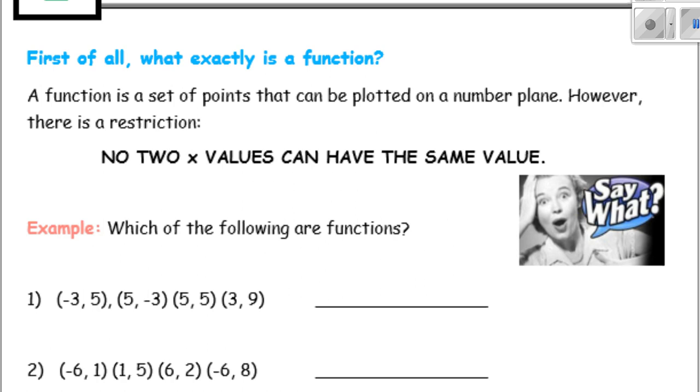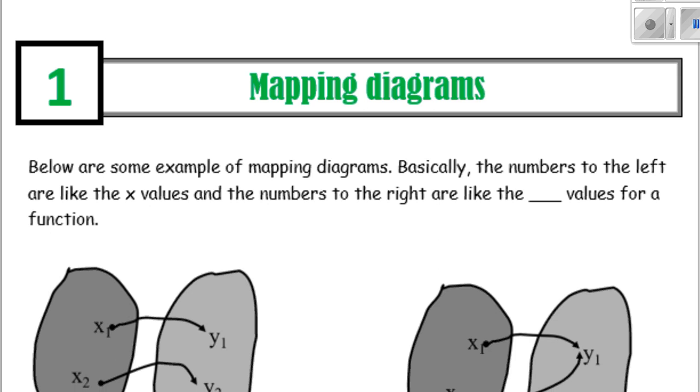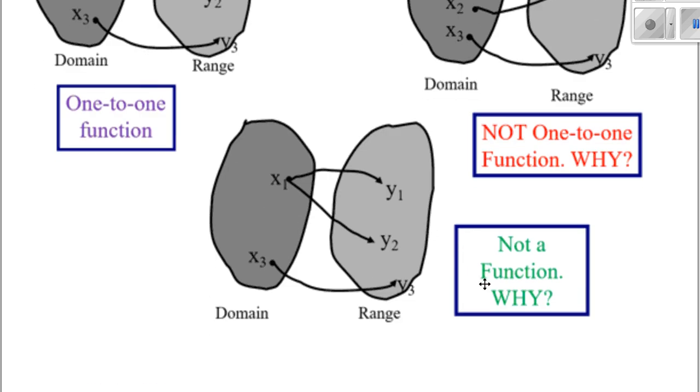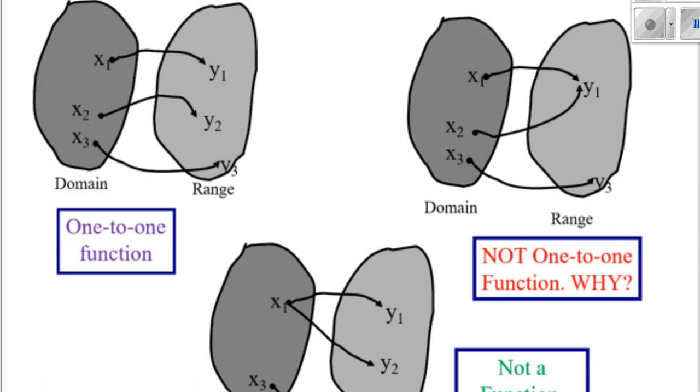This one's not a function if two y values share the same x value. So it is possible to be a function. You can have two x values sharing the same y value. That's fine. It's still a function. It's just a many to one function. But if two y values share the same x value, then it's not a function.